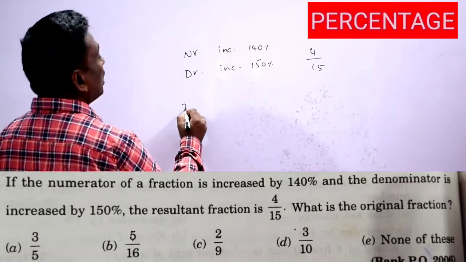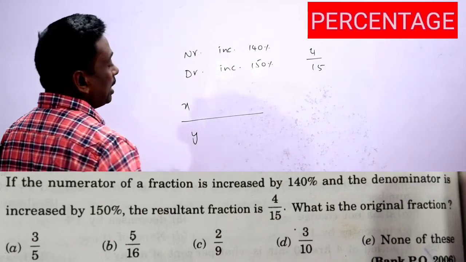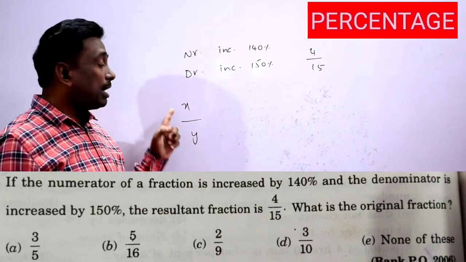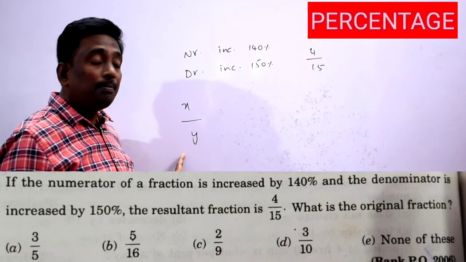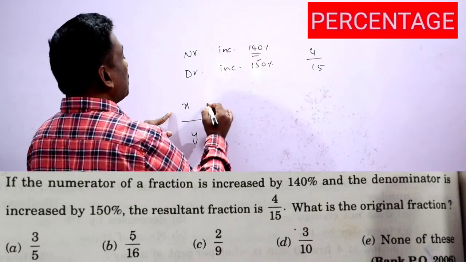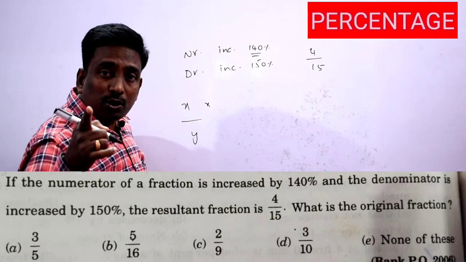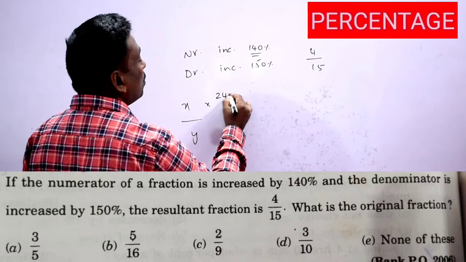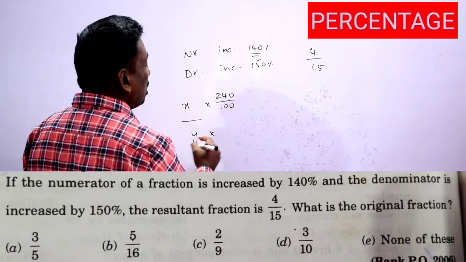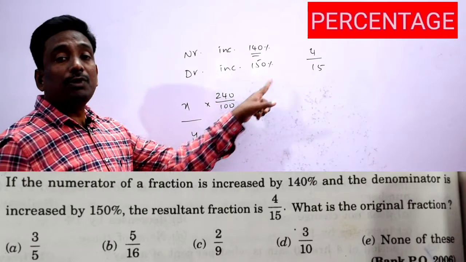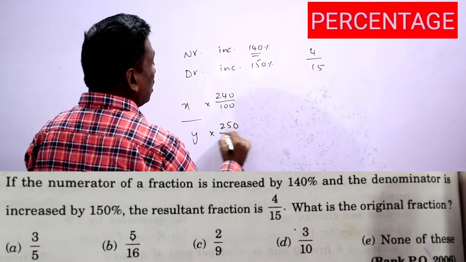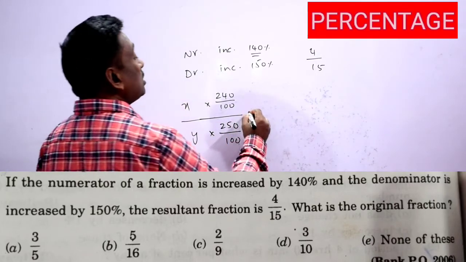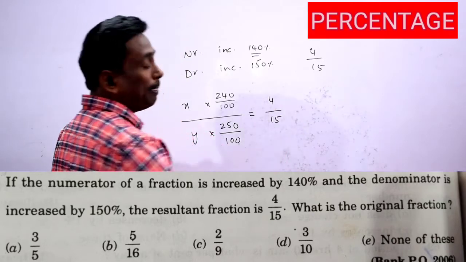Here we don't know the original fraction, that's why you can assume that as x by y. Original fraction is x by y. In this x by y, x is called the numerator, y is called the denominator. Here the numerator is increased by 140%, whenever increased you know that it is 100 plus, that's why add 140 to 100, that gives you 240 by 100. Similarly, the denominator is also increased by 150%, add it to 100, that gives you 250 by 100. Overall you can take like this. This result gives you 4 by 15.